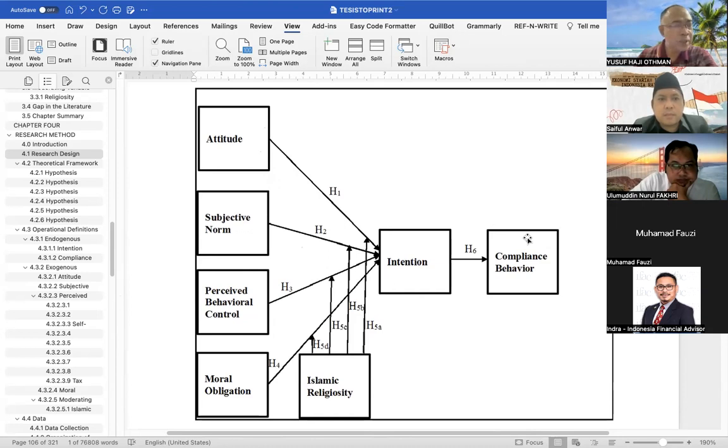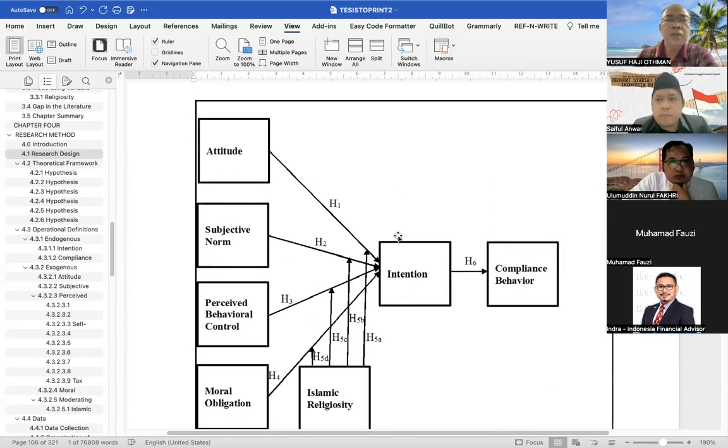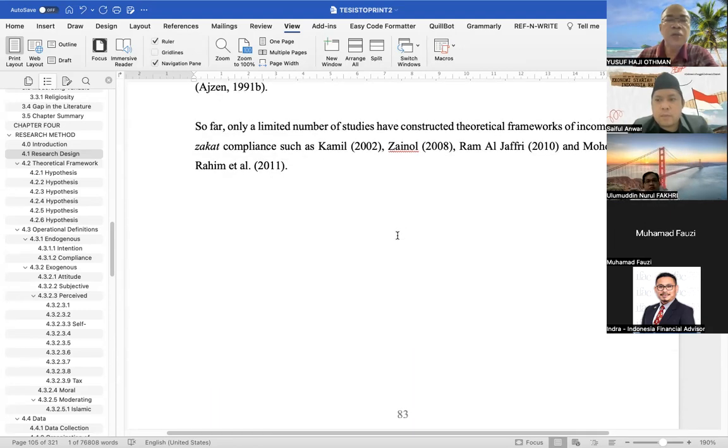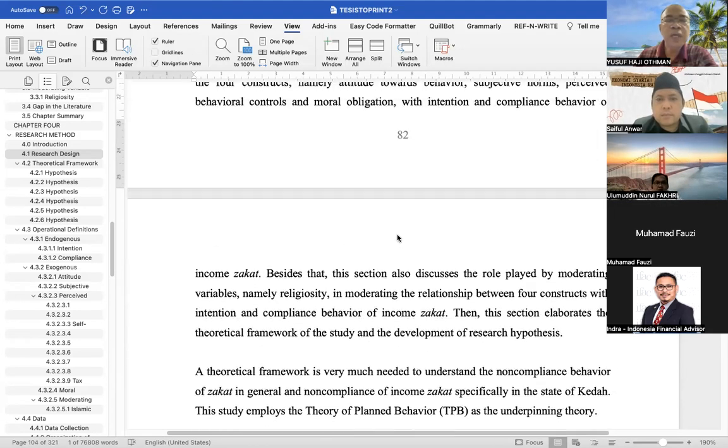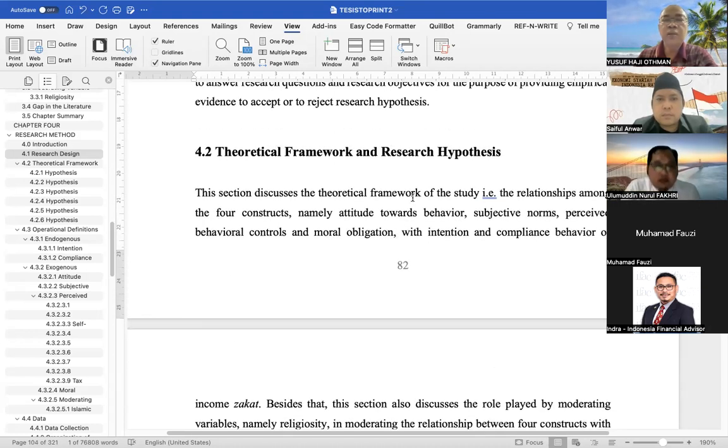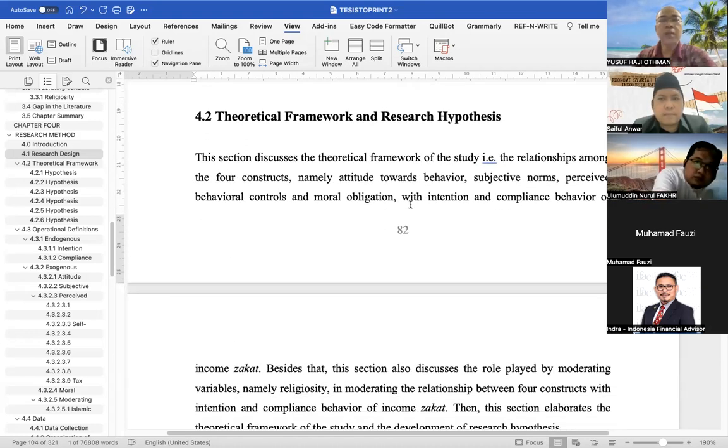It is worth taking time, yeah, to include all the variables. So in order to construct this framework, we need to look at what others have done. Yeah. So we say this section discusses the theoretical framework of the study. What is the theoretical framework of the study? That is the relationships among the constructs. We mentioned about what are the constructs, right?